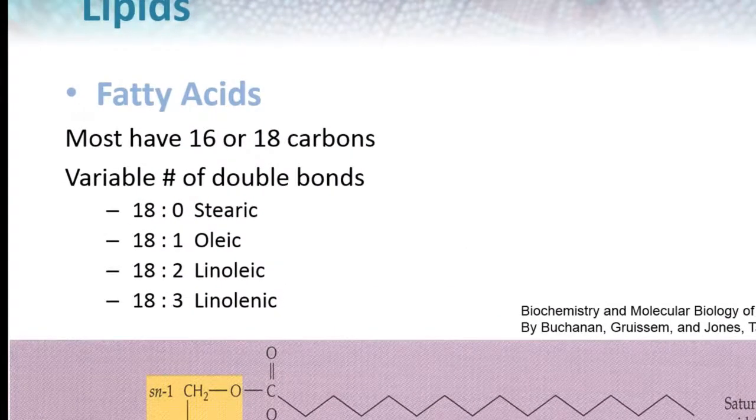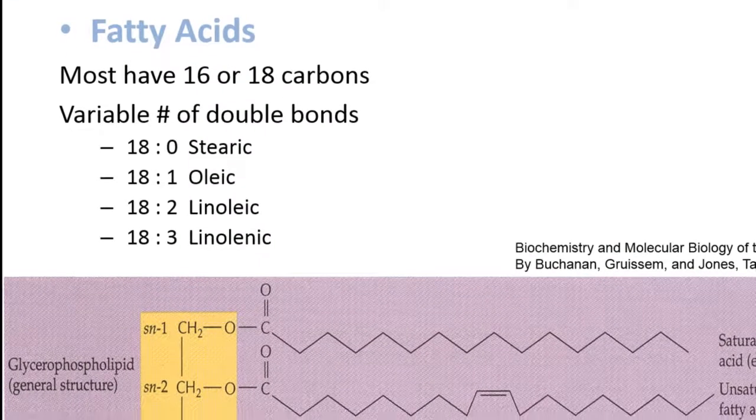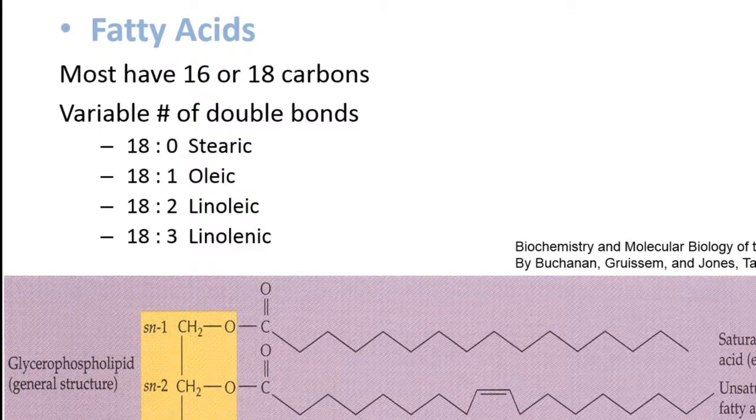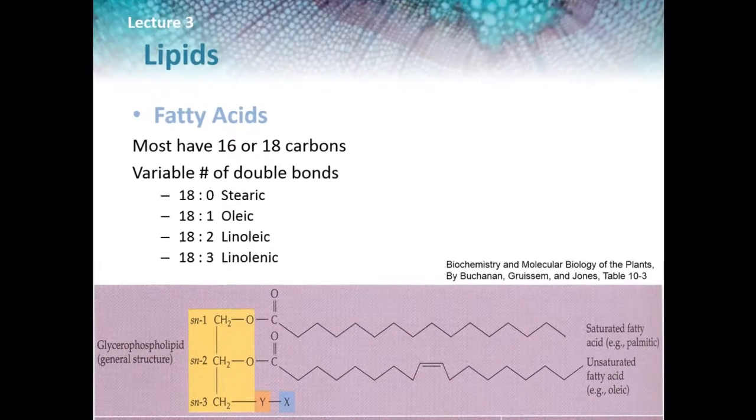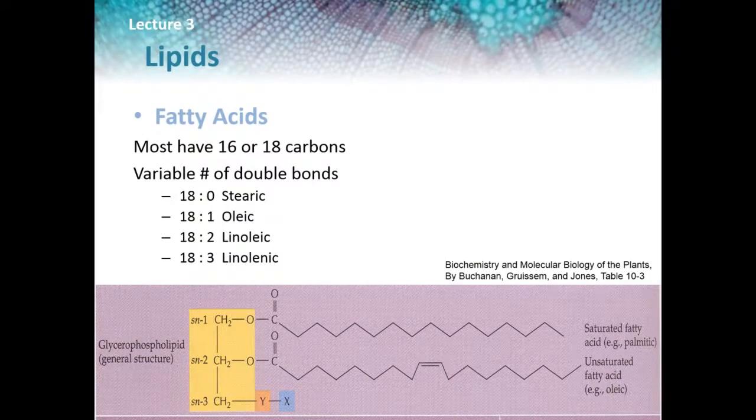For example, an 18 carbon chain with 0 double bonds, or saturated, is stearic acid. 18 carbons with 1 double bond is oleic, or cis-9 octadecanoic acid. 18 carbons with 2 double bonds is linoleic. 18 carbons with 3 double bonds is linolenic acid. An example of a saturated fatty acid with 16 carbons is palmitic, or hexadecanoic acid.